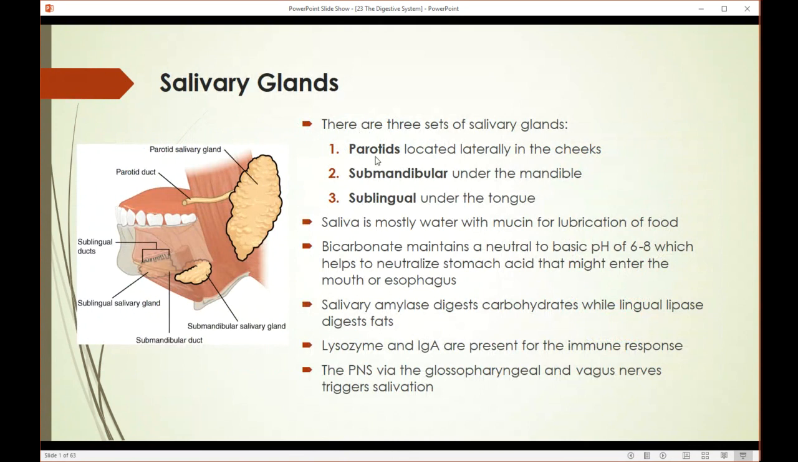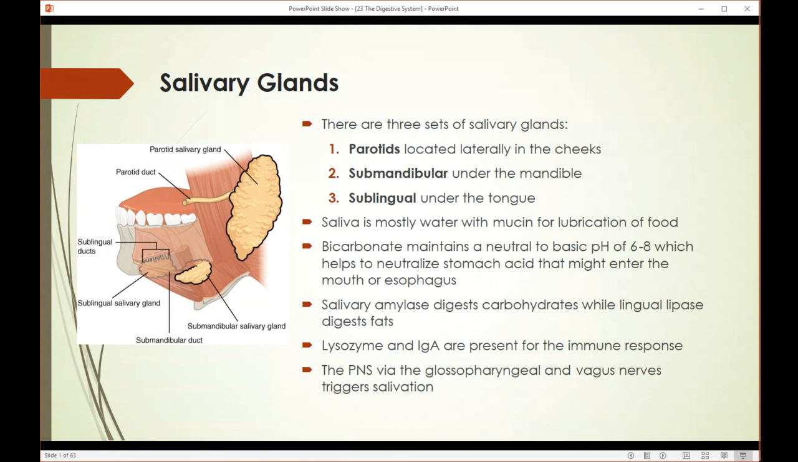There's 3 types of salivary glands. There's parotids, which are located again in the cheeks, the submandibular under the mandible, and then the sublingual under the tongue. Saliva is mostly water, but it also has mucin in it, and that mucin is for lubrication of the food. We have bicarbonate. Bicarbonate is going to maintain a neutral to basic pH, about 6 to 8, which is going to help to neutralize our stomach acid that might enter the mouth or the esophagus.